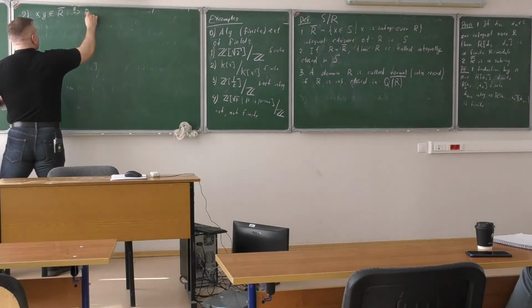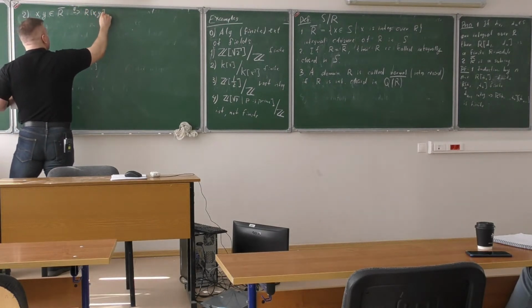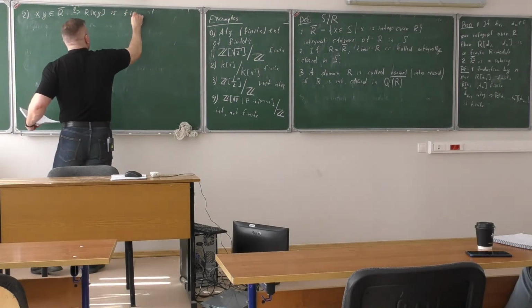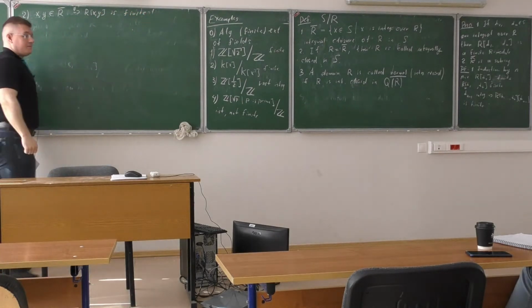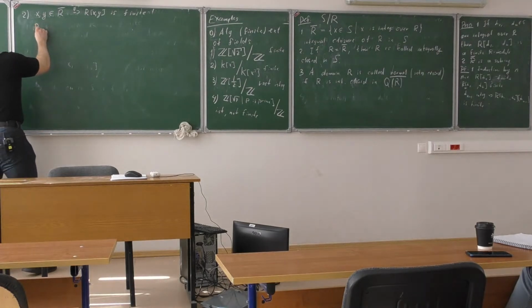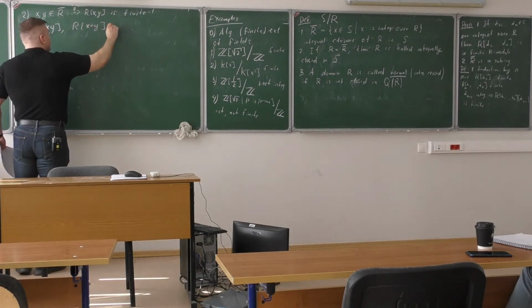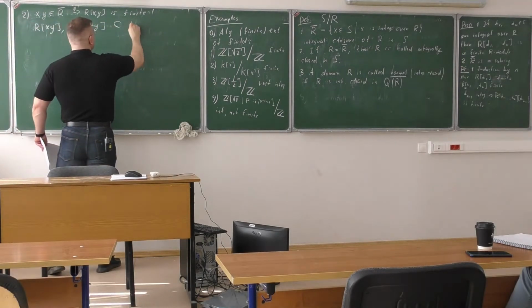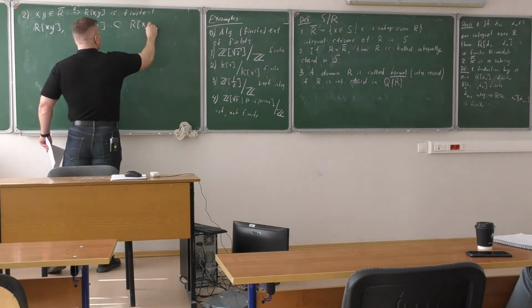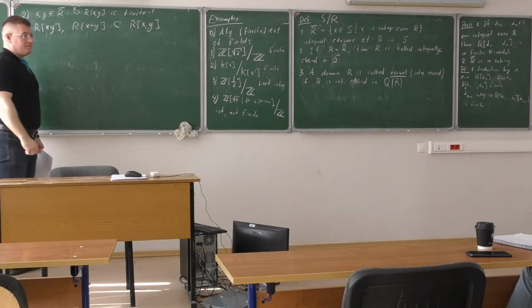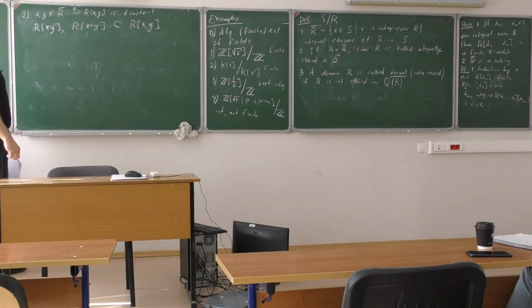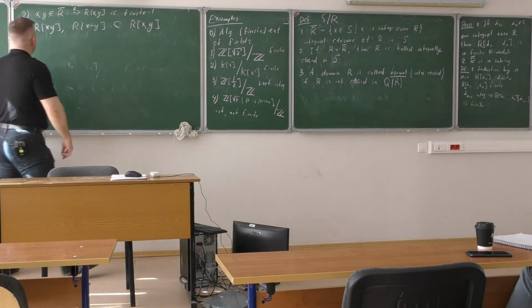I can say that R, where I join x and y, is finite, right? But then R of the product and R of the sum are subrings in this ring. So they are again finite. So this is the end of the proof.